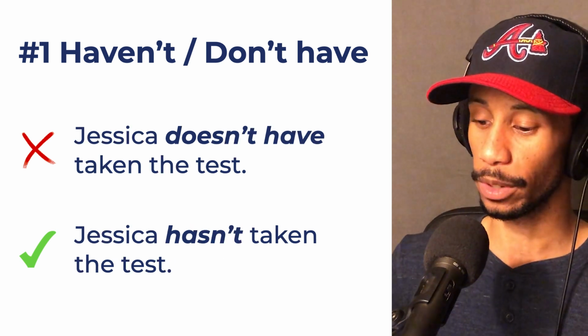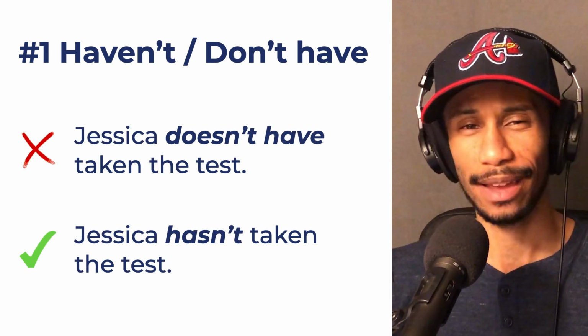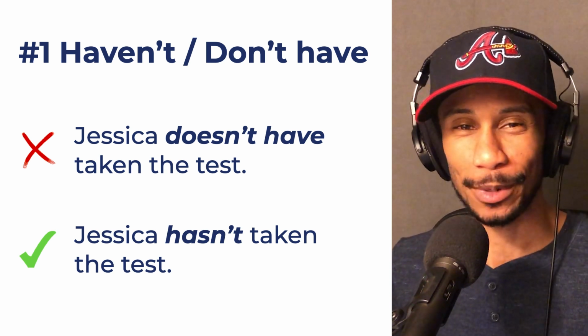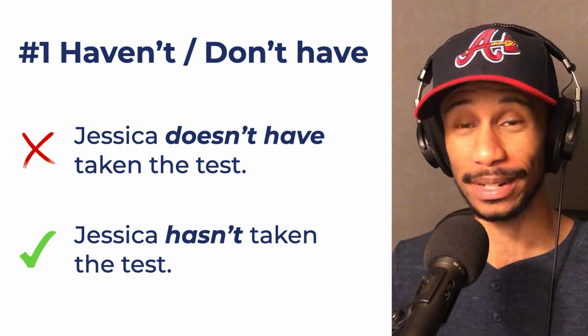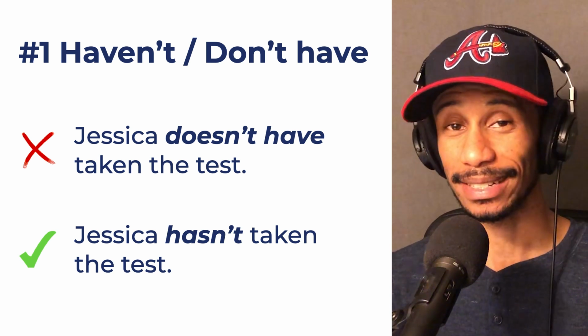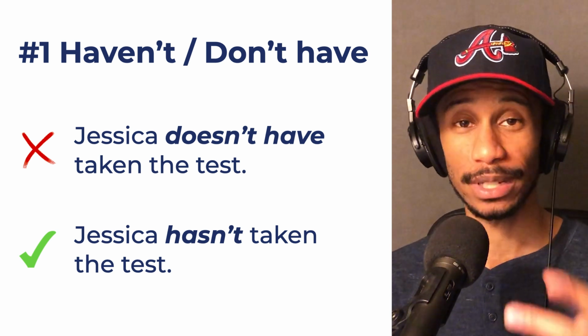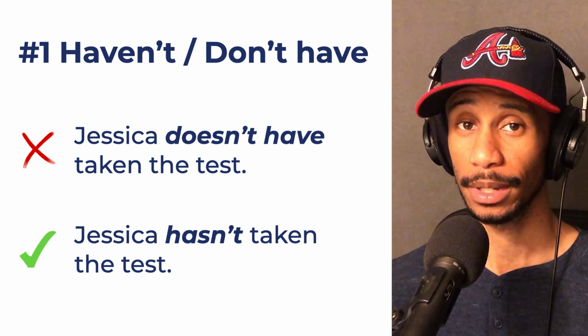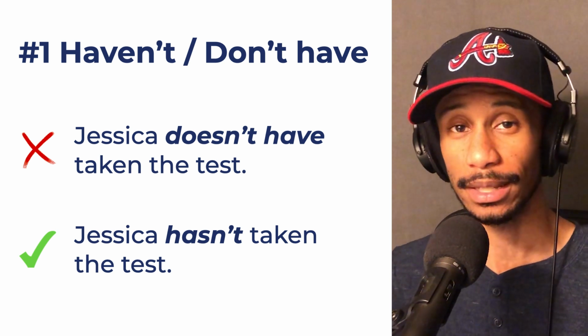All right. So one more example. Jessica doesn't have taken the test. Again, it just sounds weird. So the natural correct way to say this is Jessica hasn't taken the test. In both sentences, we're speaking in the present perfect tense, and have is the auxiliary verb, and we're using it in the negative form.